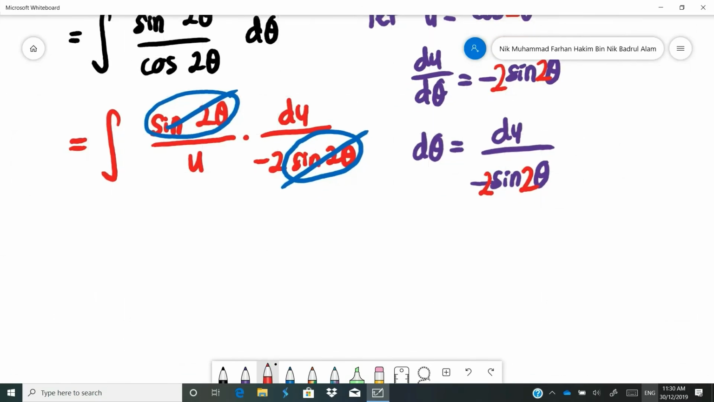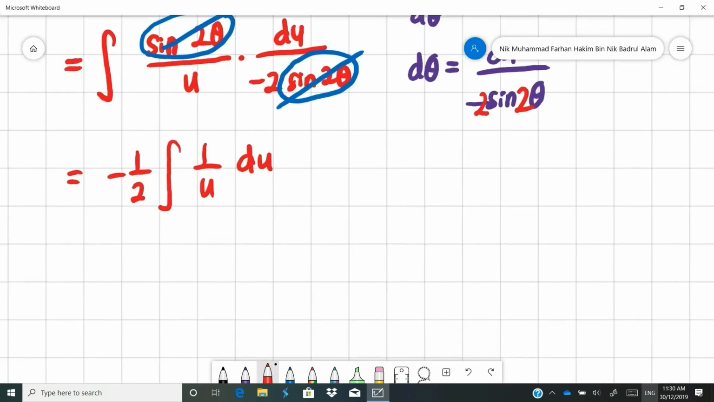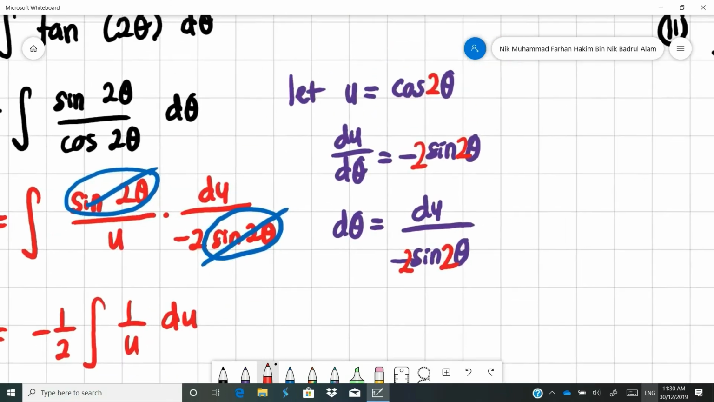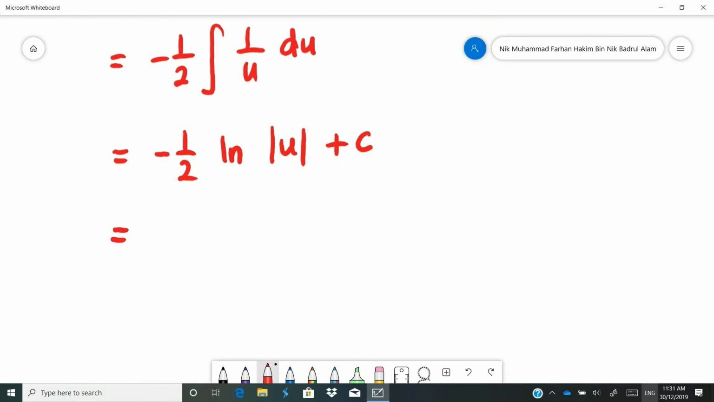So leaving only negative 1 over 2 outside, and then we have 1 over u du. This one only you can use ln in the integration. So negative 1 over 2 ln u plus c. What is u? U is actually cos 2 theta. So you will have negative 1 over 2 ln cos 2 theta plus c.